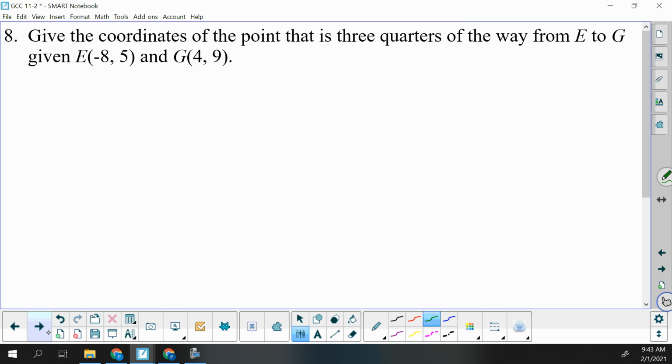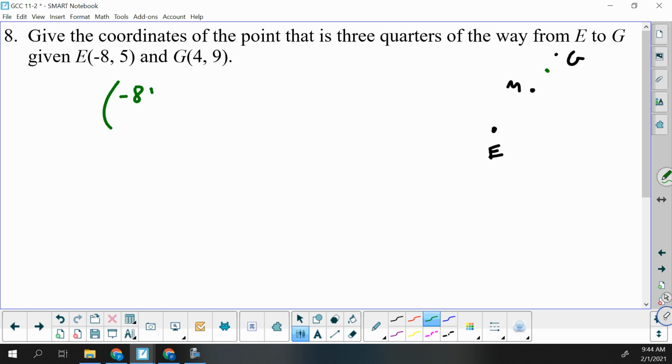So our last one, if we go to 8, I'm going to draw that picture we just had. We're going to draw a similar picture here. So we have E and G now. So let's say this is E and this is G. If we want to find the point that's 3/4 of the way from E to G, we've got to find the midpoint first. And then once we have the midpoint, we would want the point that's from M to G right in the middle. So let's first do our midpoint.